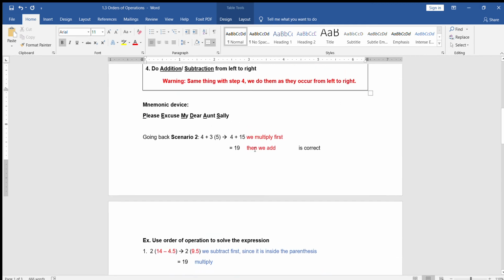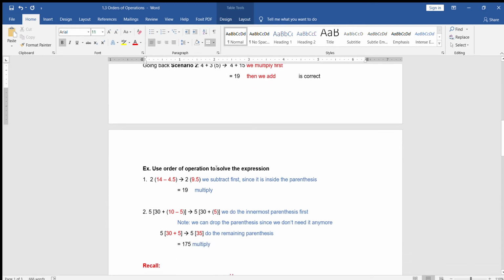So let's try some examples. In this case, we have 2 times (14 minus 4.5). First things first, we subtract because it's inside the parentheses. Then we're left with 2 times 9.5. What's the operation between those two numbers? Multiplication, so that's the only operation now. We multiply to get 19.